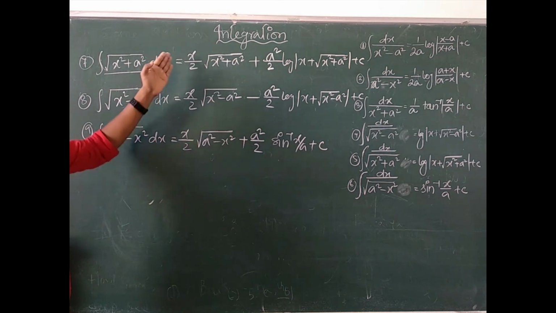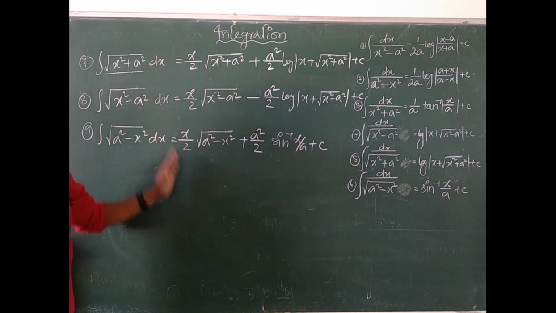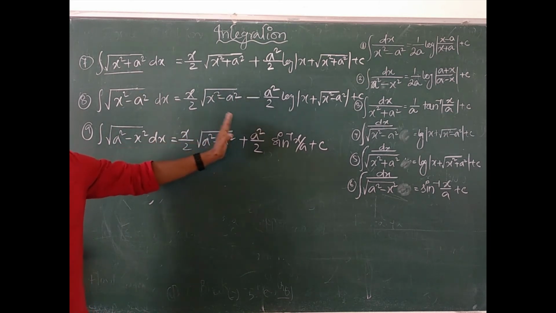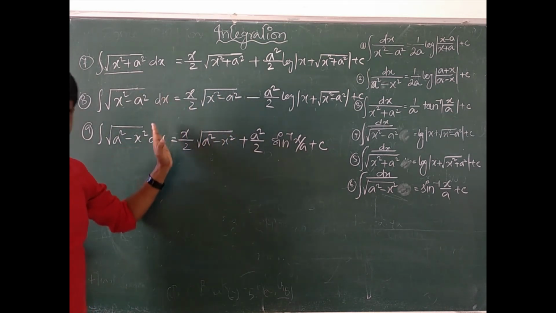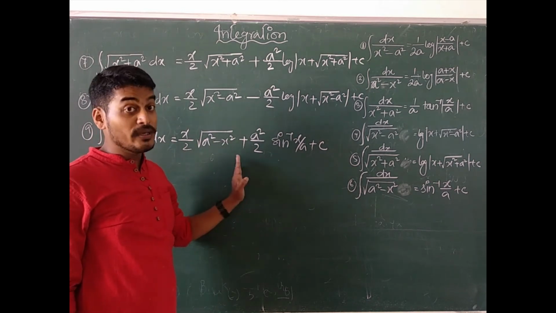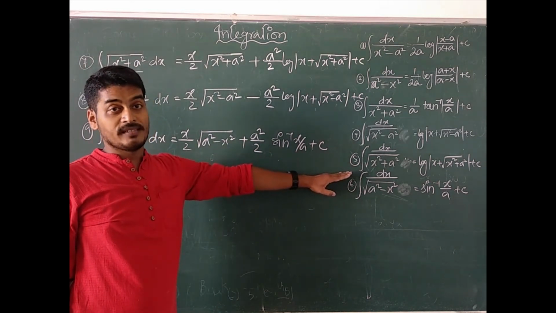Very simple formulas. X by 2 will be there in all those three cases. Whatever is there as a function, you have to write it down. Plus minus totally depends upon the coefficient of the constant quantity. Then a square by 2 in all those cases. Then you can easily recall the formulas of 4, 5, 6.